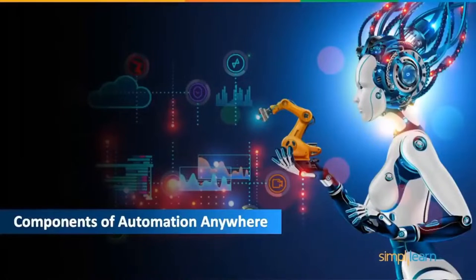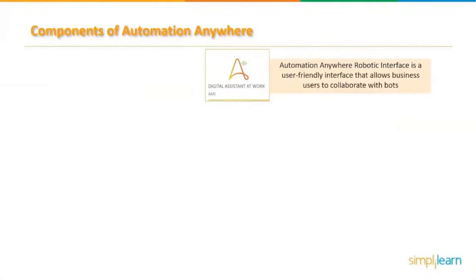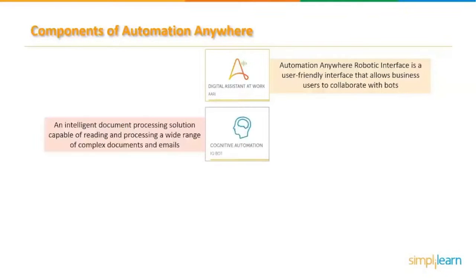Let's look at the Automation Anywhere components. The first component is Automation Anywhere Robotic Interface, AARI. It is a user-friendly interface that allows business users to collaborate with bots. Users can initiate process automation, provide feedback to the bots in order for process to be resumed, and escalate requests to additional users for downstream processing. AARI, that is Automation Anywhere Robotic Interface, enables enterprises to unlock previously unavailable automation opportunities between humans and the bots.